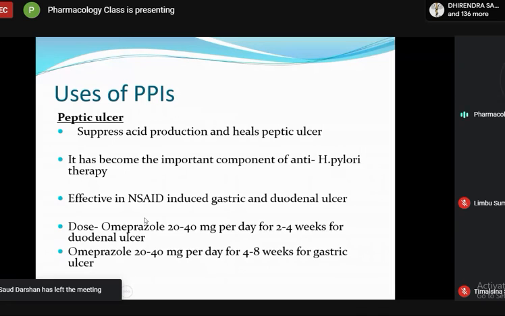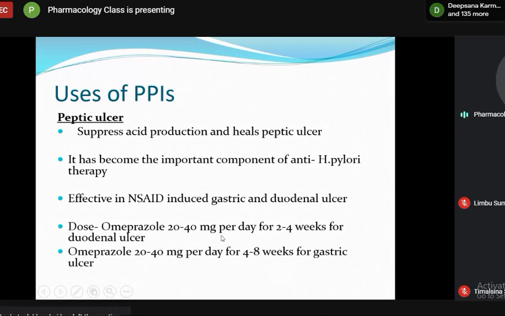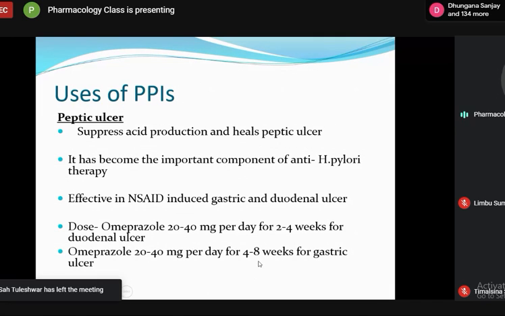So the treatment regimen for the peptic ulcer is omeprazole. It is given at a dose of 20 to 40 milligrams per day for 2 to 4 weeks. That is for the duodenal ulcer, whereas for gastric ulcer, we have to treat for a longer period of time, that is 4 to 8 weeks.